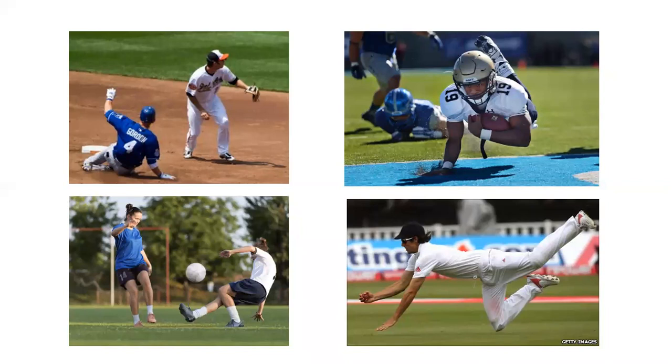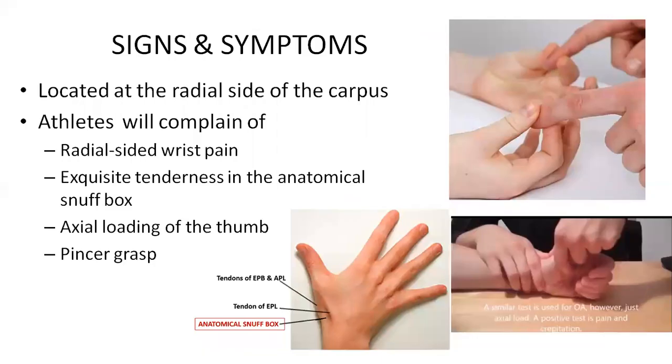So it means that in many sports where there is a chance of falling, and repetition of such activities which involve falling on the outstretched hand with pronation of the forearm, hyperextension of the wrist, and radial deviation of the wrist, the chances of scaphoid fracture increase. The signs and symptoms after the fracture: the athlete, he or she, will complain of some radial side wrist pain.